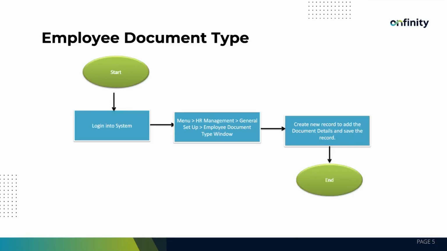The administrator logs into the Onfinity system. You navigate to the HR Management section in the main menu. Open the General Setup folder. Select the Employee Document Type window. You click on Create New Record to add a new document type. You then enter the document details and click on Save.